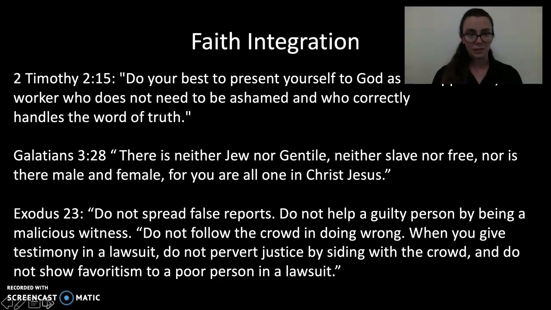we're still His children. And of course, I think with litigation, with law, it's really important that it says do not spread false reports, do not help a guilty person by being a malicious witness, be honest and truthful in everything that you do. And lastly, I want to talk as far as conflicts, personal conflicts with professional setting and your beliefs.